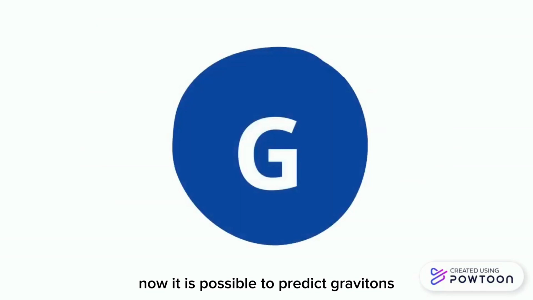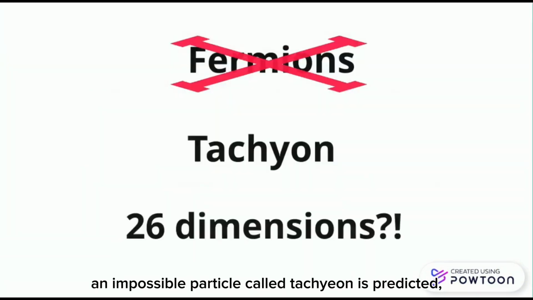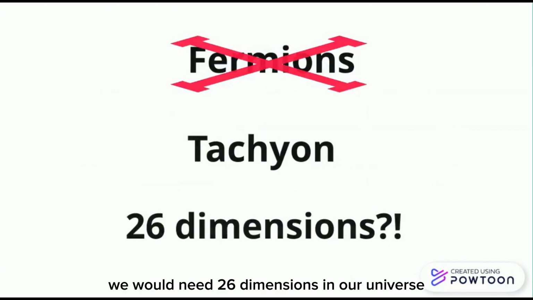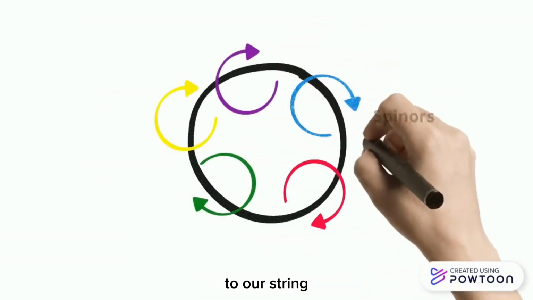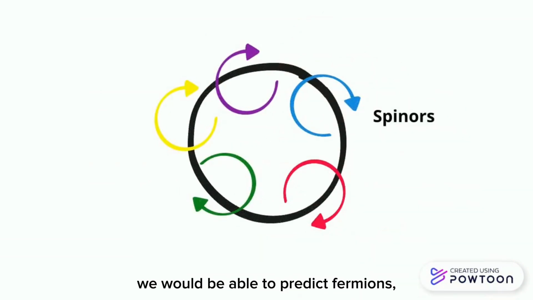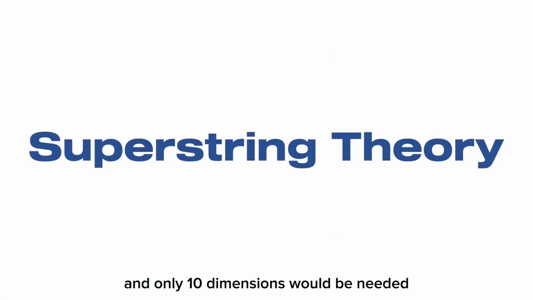Now, it is possible to predict gravitons. But fermions can no longer be predicted. An impossible particle called tachyon is predicted, and for this theory to work, we would need 26 dimensions in our universe. But if we add some things called spinors to our string, we would be able to predict fermions, bosons, including the graviton. There is no tachyon, and only 10 dimensions would be needed. This is called superstring theory.